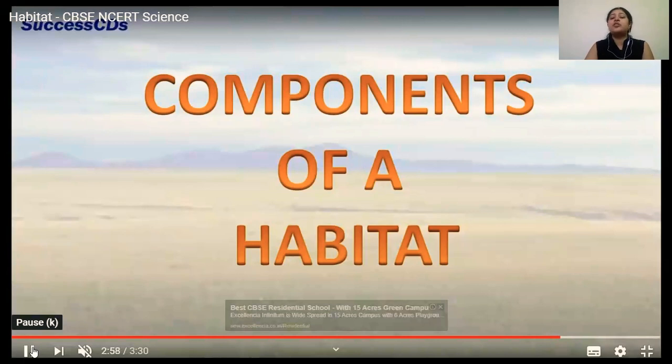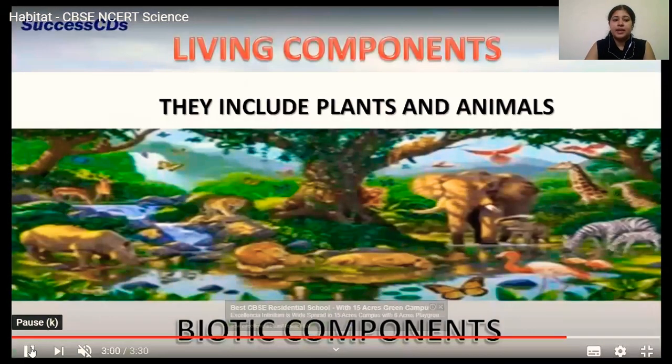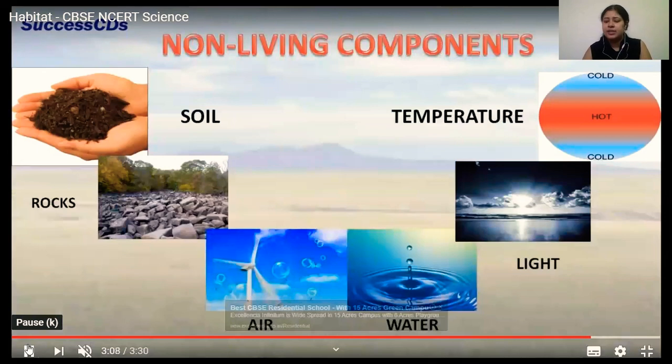Now, what are the different components of a habitat? As I told you, an environment consists of two parts, the living part as well as the non-living part. The living component of an environment includes the plants and the animals. In the environment around us, we see different kinds of plants and animals. They are the biotic component, the living component.